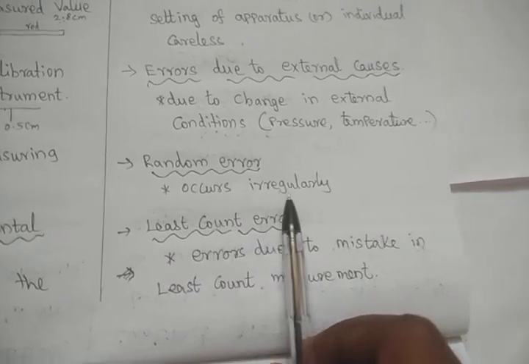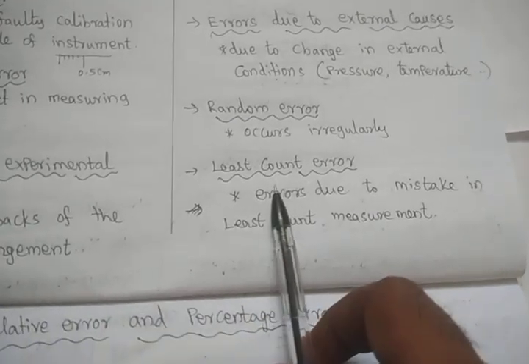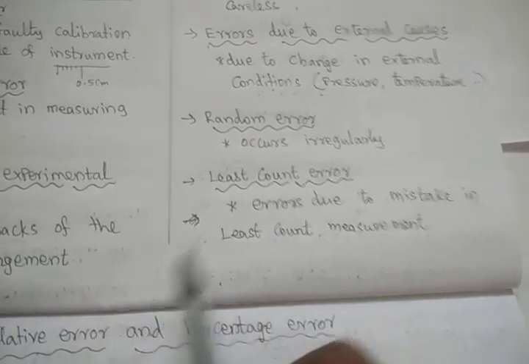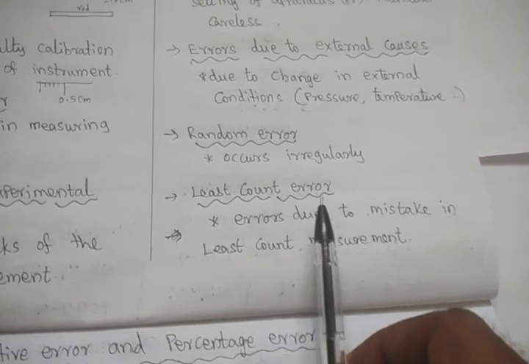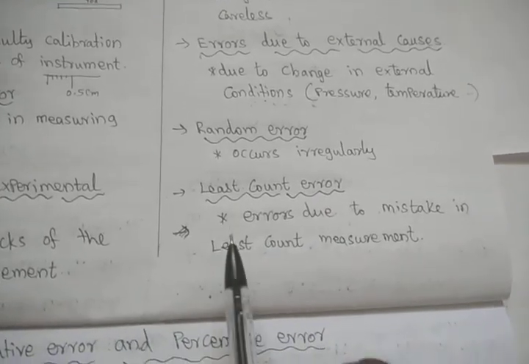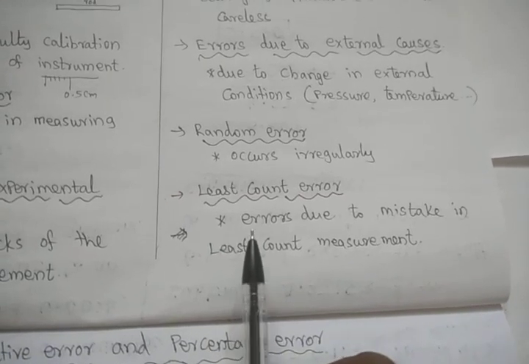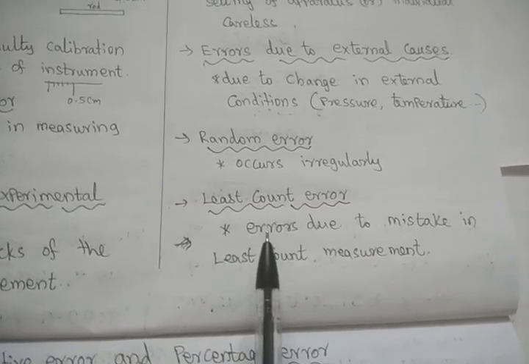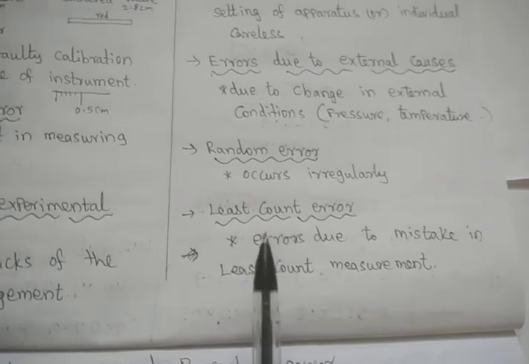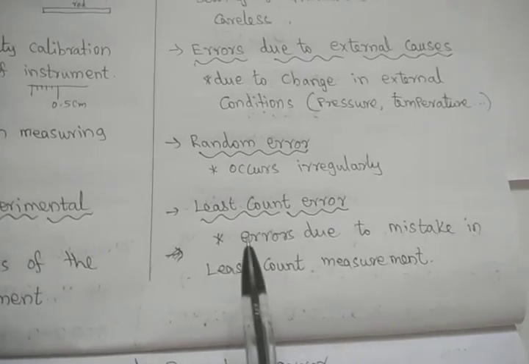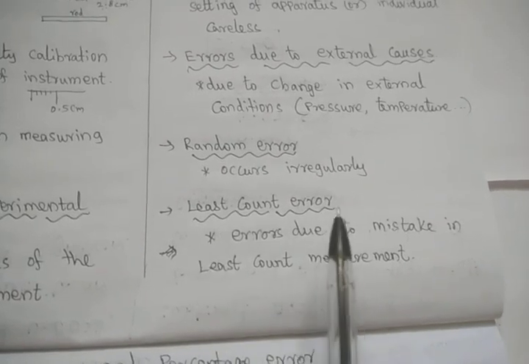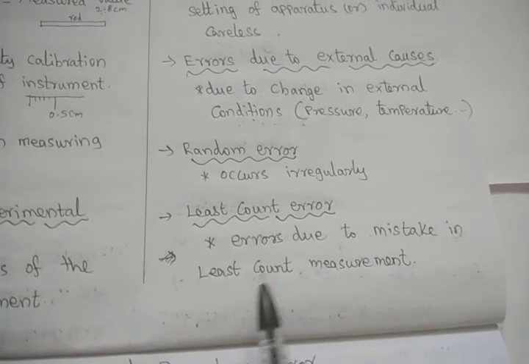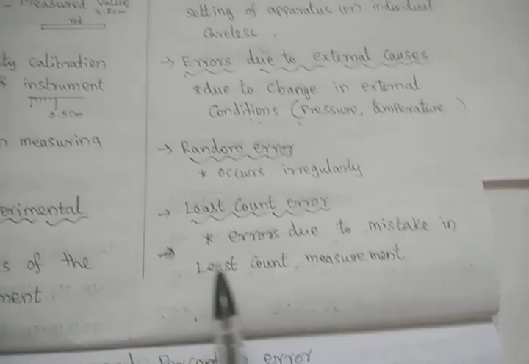Random error occurs irregularly. Then the last one is least count error. What is the least count? The least measurement that can be done by the apparatus is called the least count. For example, in our centimeter scale, the least count is 0.1 centimeter, that is 1 mm. If there is an error in the least count, that type of error is called a least count error. Errors due to a mistake in the least count measurement are called least count errors.